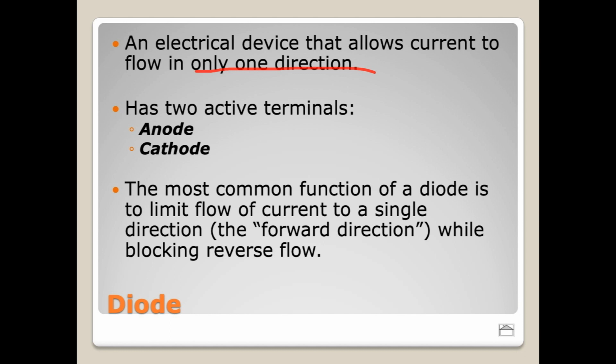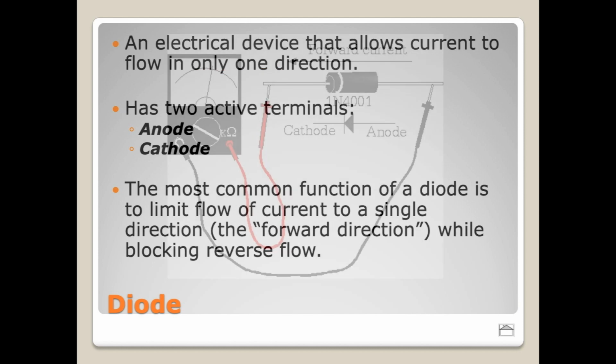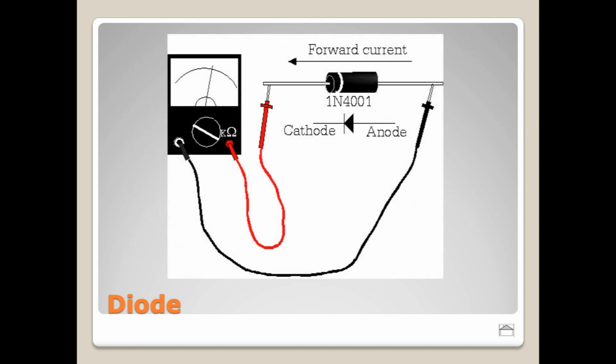It has two active terminals, the anode and the cathode. We're going to see a diagram here that shows those two. The most common function of a diode is to limit flow of current to a single direction, the forward direction, while blocking reverse flow. So here's an example, not only of what a diode looks like and how it's laid out, but also talking about testing one as well.